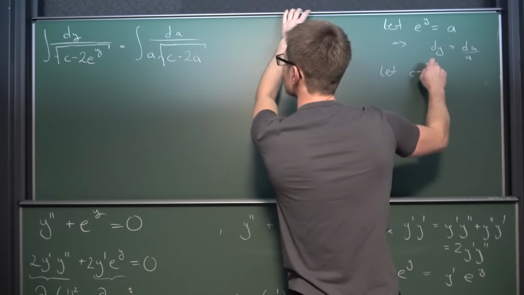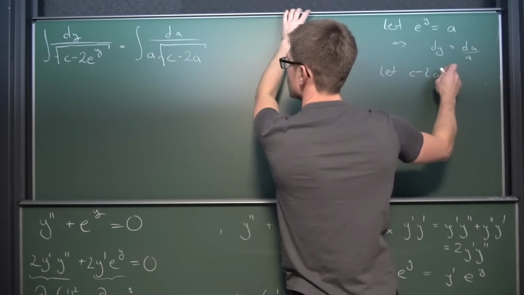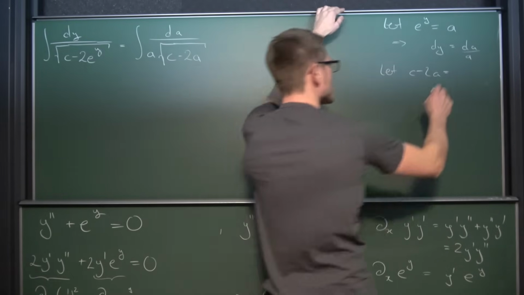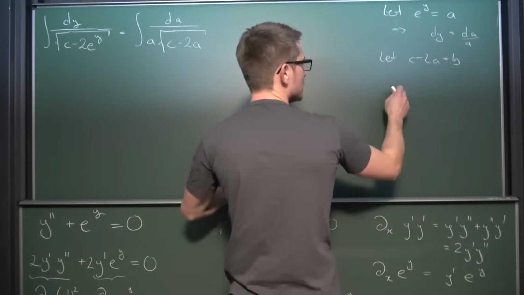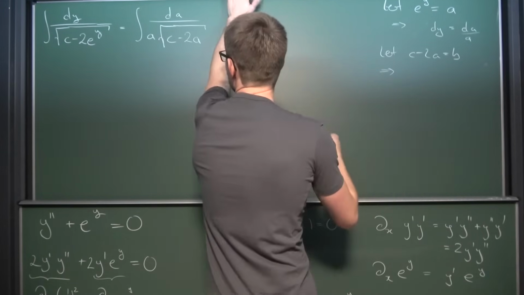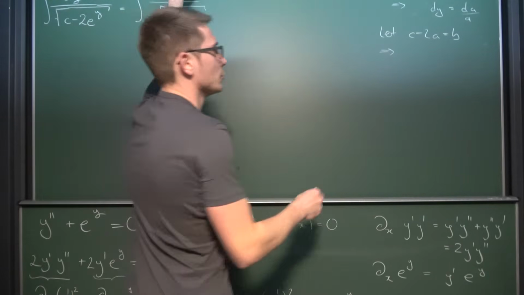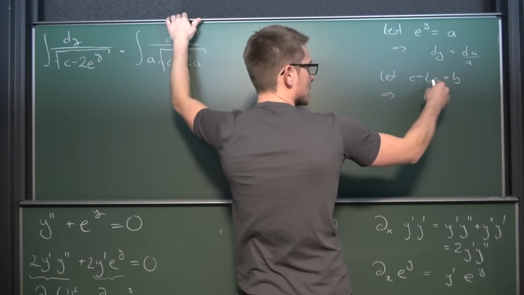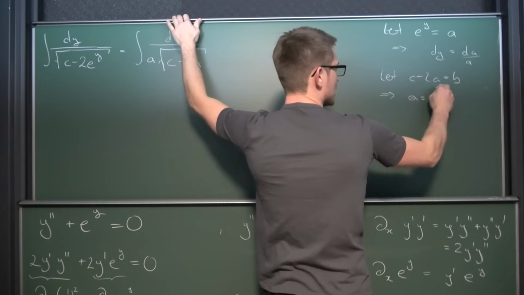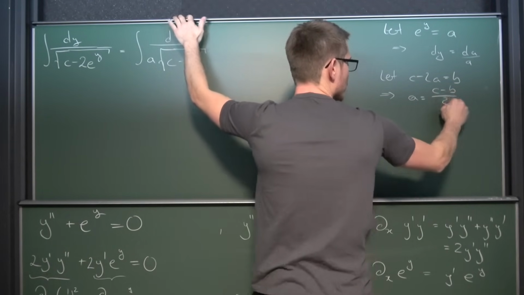Let c minus 2a be equal to, after a comes b, I suppose, b. That means that we need to substitute a in. So let's solve for a, 2a on the other side, b on the other side. So a is equal to c minus b divided by 2.